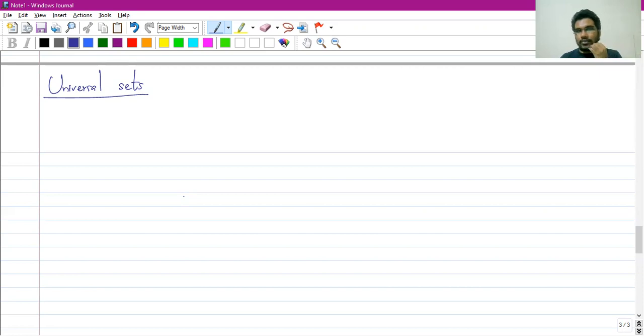So if there is a set given, and if we can put all these elements into another set with many large elements, we can say that set is a universal set. So I think I will do an example and explain it to you, and yes, I will explain in Sinhala also.